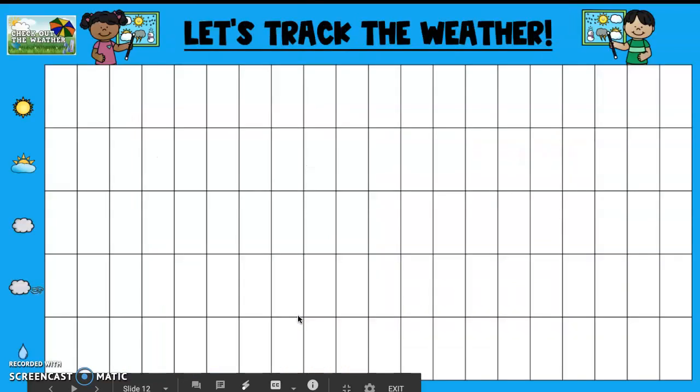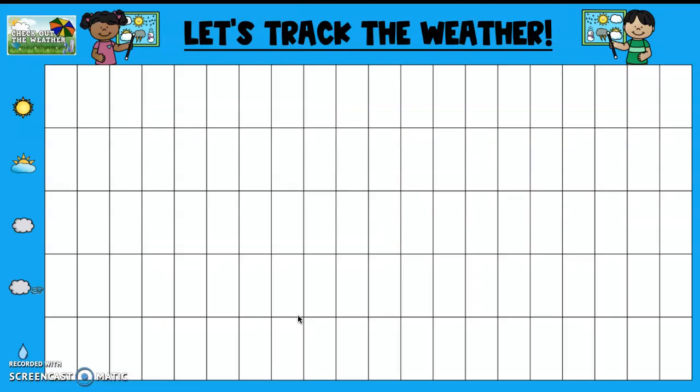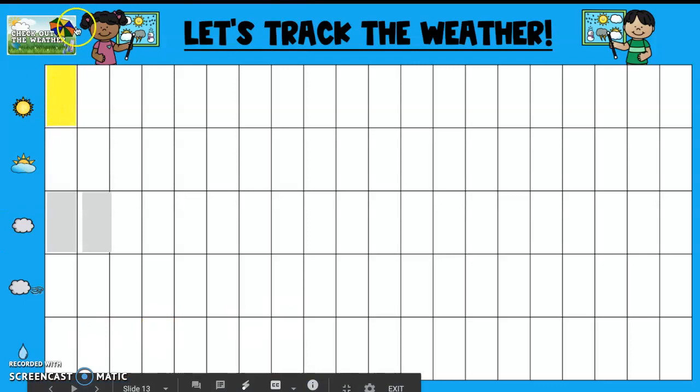Very good. Let's track the weather. We are going to track the weather today. So if you take a moment, go look outside and tell me, what is the weather like outside? From what I can see, it looks kind of cloudy. So we have 1 sunny day, and we have had 2 cloudy days. Very good.